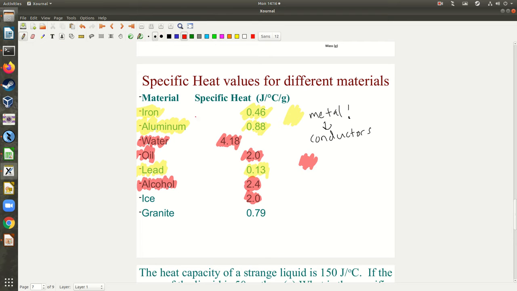These are your insulators. I need to be black. There we go. These are your insulators. Your insulators generally take a lot of energy to heat up or cool down. Water is particularly a good insulator.